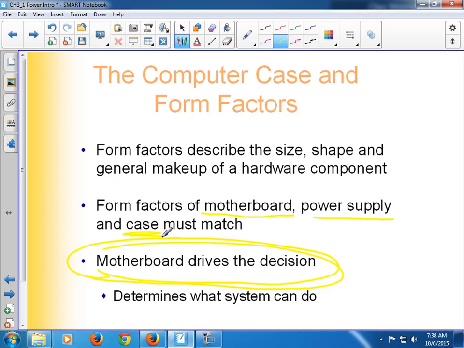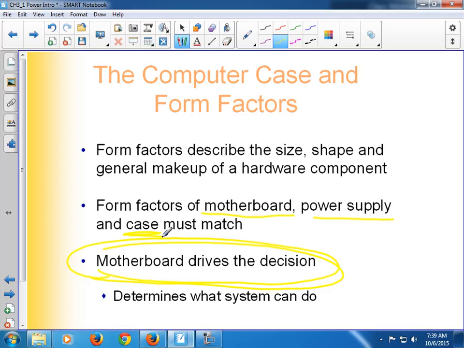Okay? If I buy a motherboard of one form factor and a case of another form factor, and the holes don't line up, I can't just drill through the motherboard and screw into the case. All the holes have to line up so they screw together. All the things in the back have to line up so they stick out the back of the case. And the power supply has to be able to plug into it so that it gets the kind of power that it needs. Okay? So form factor describes the size, shape, general makeup of a hardware component, and those things all have to match for it to all plug in together.